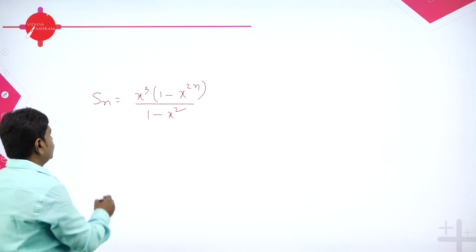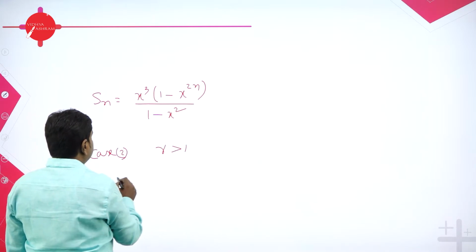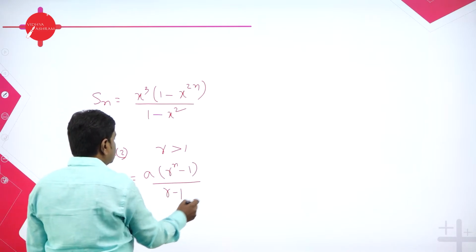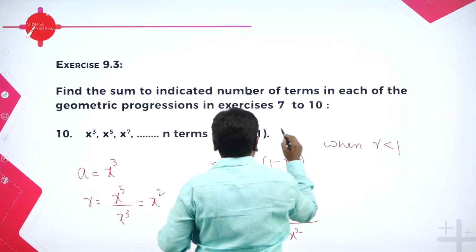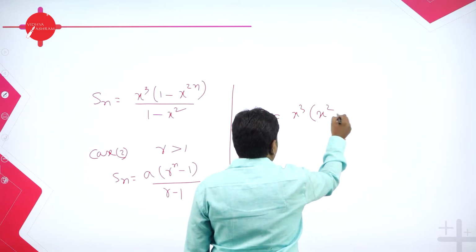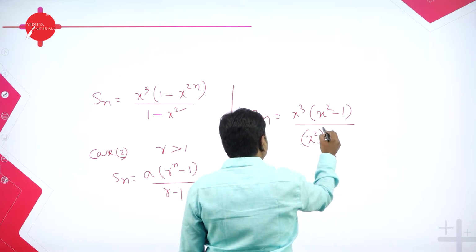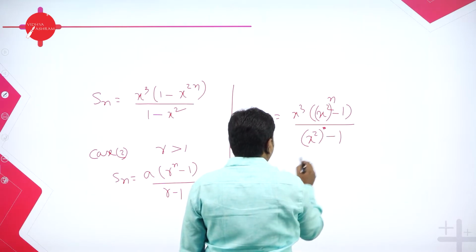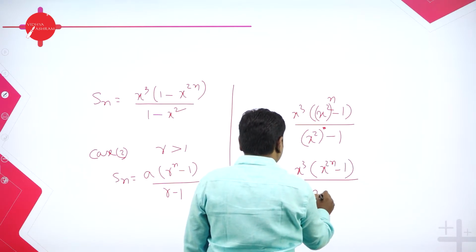And case 2, I'll assume r is greater than 1, then Sn will be what? A into r power n minus 1 by r minus 1. So then you'll have Sn equal to, A is the same, what is A? We have x cube into, r is what? The common ratio is x square, so x square whole power n minus 1 divided by x square minus 1, that is x cube into x power 2n minus 1 divided by x square minus 1.